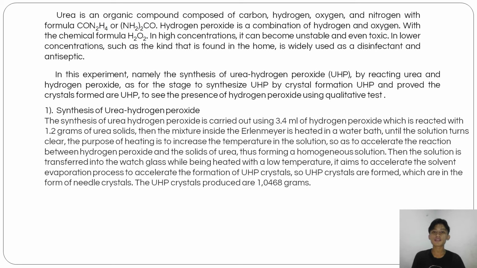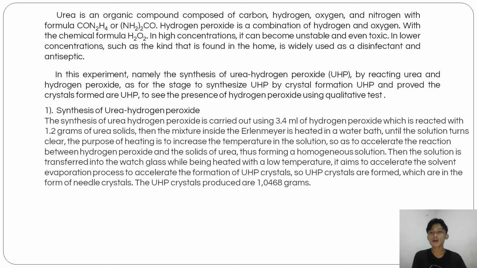In this experiment, namely the synthesis of urea hydrogen peroxide or UHP by reaction of urea and hydrogen peroxide. The aim is to synthesize UHP crystals and then use the UHP crystals to see the presence of hydrogen peroxide using qualitative tests. Number 1, synthesis of urea hydrogen peroxide. This is carried out using 3.4 ml of hydrogen peroxide, which is reacted with 1.2 gram of solid urea. Then the mixture inside the flask is heated in a water bath until the solution turns clear.